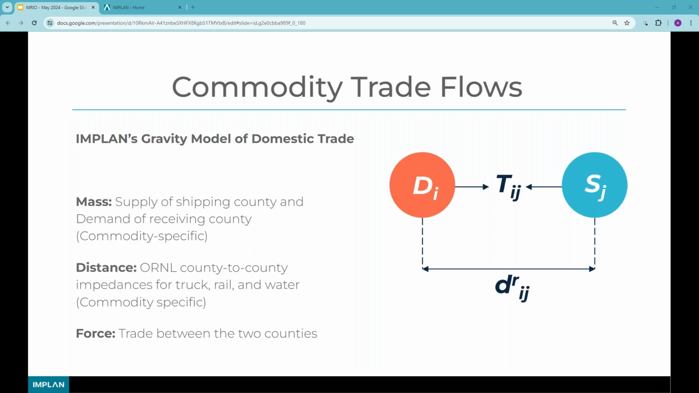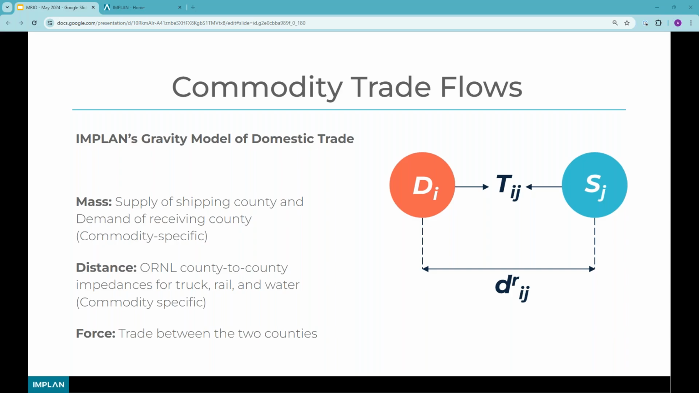The size or the mass of the region is also often going to be defined as the gross supply or gross demand of that region. The distance here is not just the physical distance, but rather the cost of moving goods and services between them. So it's based on the actual distance and the mode of transportation that is used to transport that specific commodity. All of these travel cost indices are provided by ORNL, or the Oak Ridge National Labs.